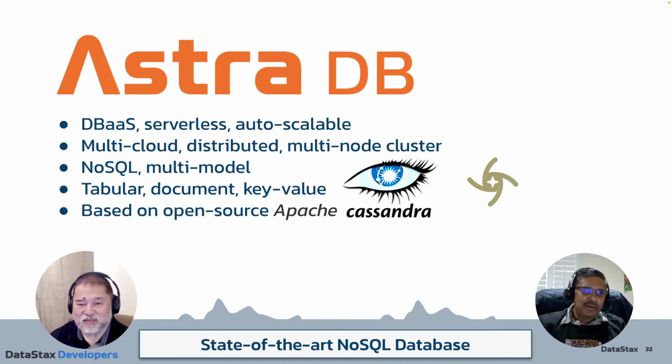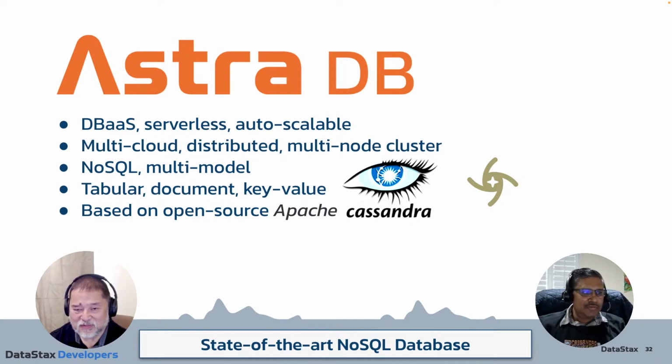AstraDB by default supports all multi-cloud. It supports all the major cloud vendors, and it is distributed. We talked about Cassandra; it's the same thing with AstraDB. Actually, Astra is built on Cassandra technology, so it uses all the good things about Cassandra, but now makes it easier for all of us to use it on cloud.